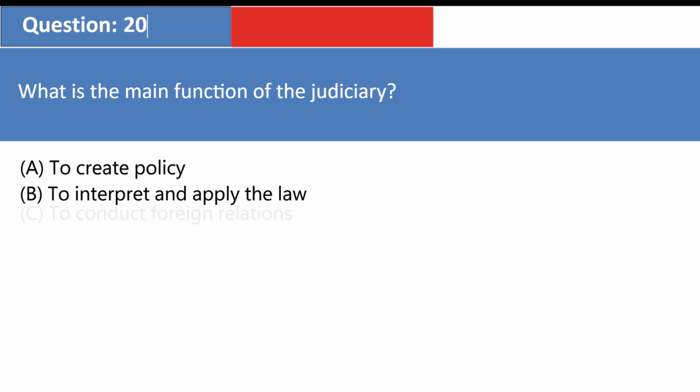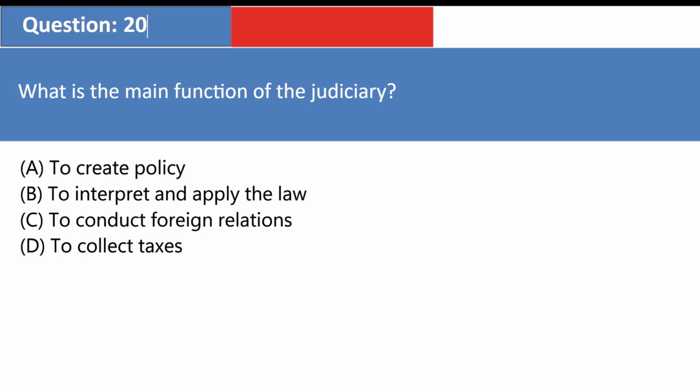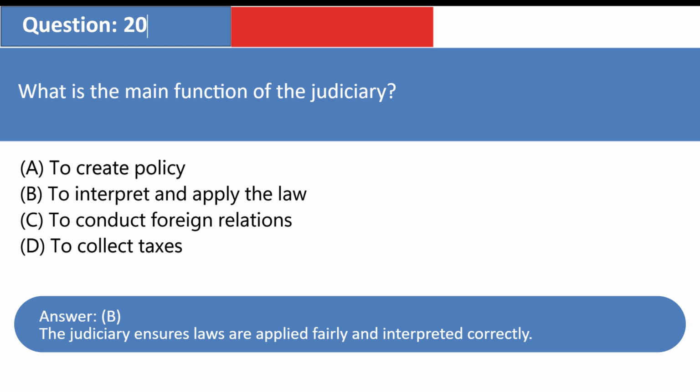What is the main function of the judiciary? A. To create policy. B. To interpret and apply the law. C. To conduct foreign relations. D. To collect taxes. Answer: B. The judiciary ensures laws are applied fairly and interpreted correctly.